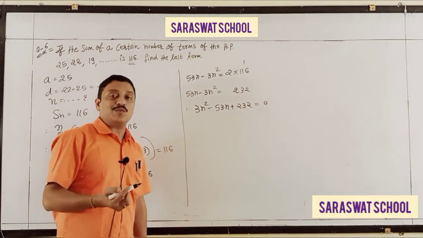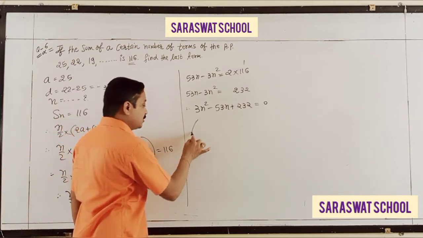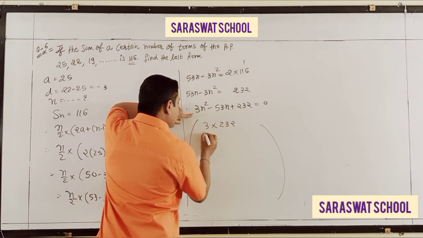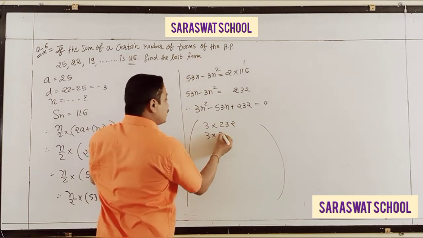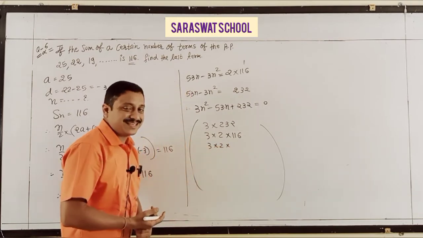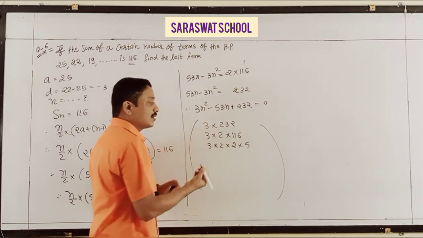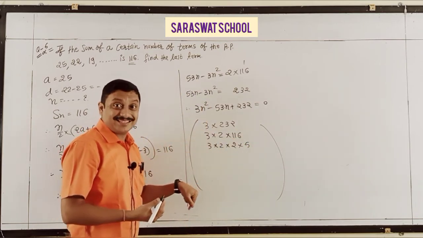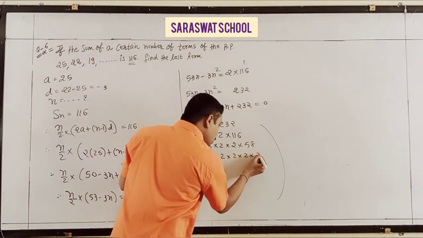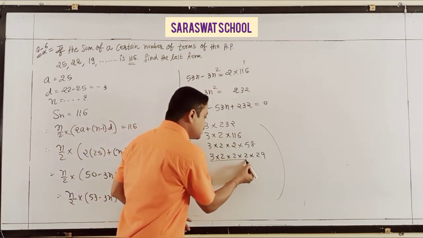Now anyhow, here you make the splitting, and we need 53. So can we write 3 into 232? Yes, 232 is itself 2 into 116. Again you can break down 116, dividing by 2, so 2 into 58, and again 2 into 29. Now stop, check that.